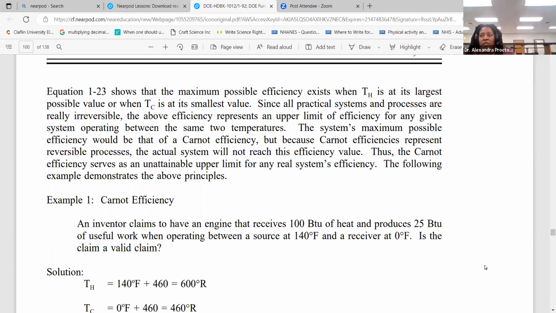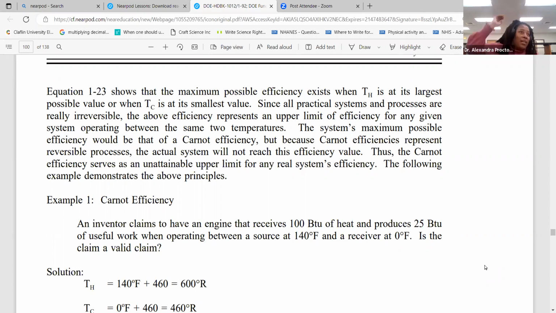And so when we start talking about limits, yeah, we use that a lot in calculus, but we're talking about some sort of boundary, some sort of place that value-wise we're going to set boundaries. Okay. So, like I said, the above efficiency represents the upper limit of efficiency for a given system operating between the same two temperatures.